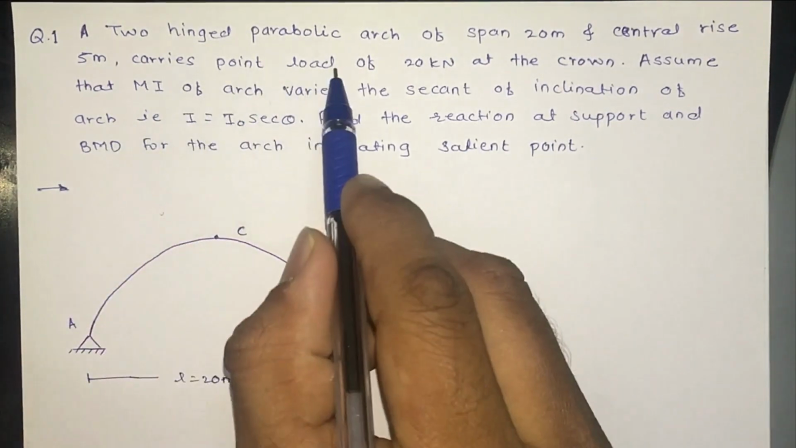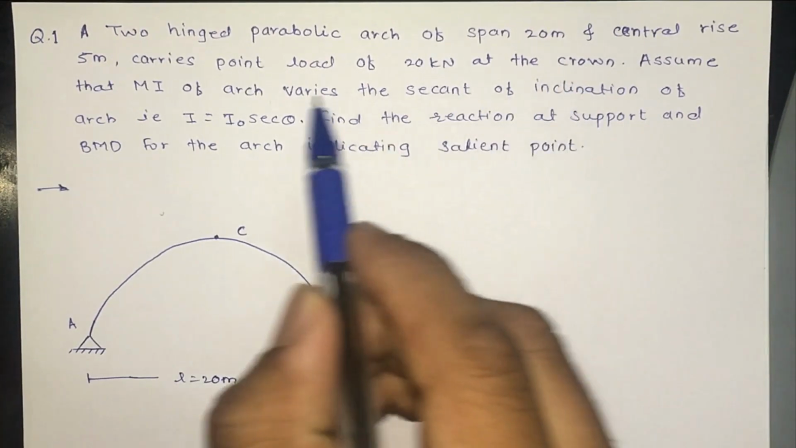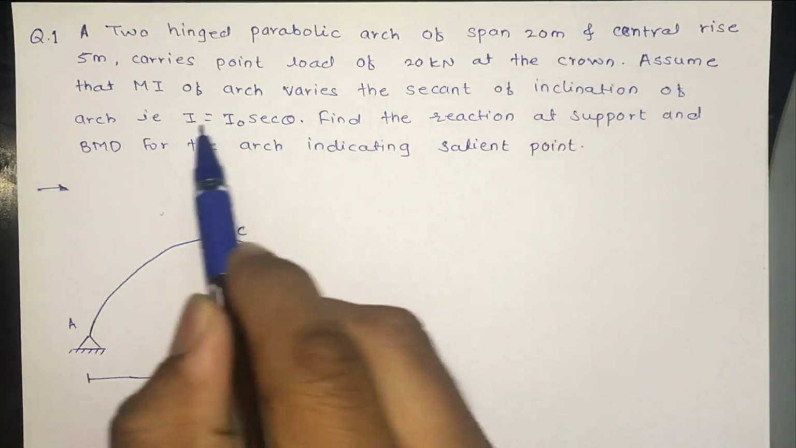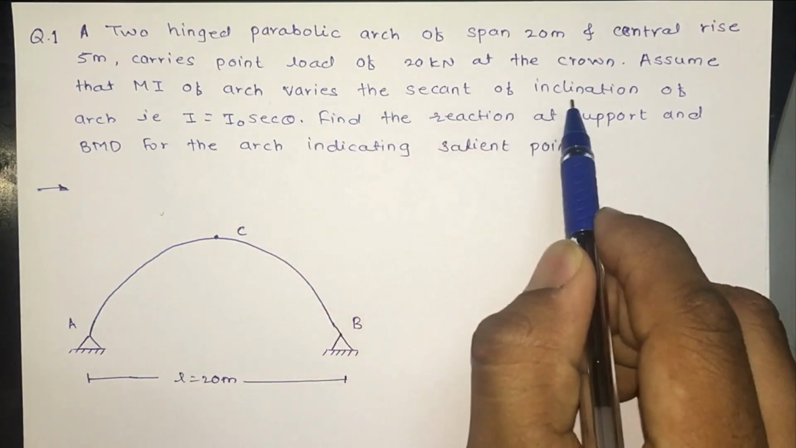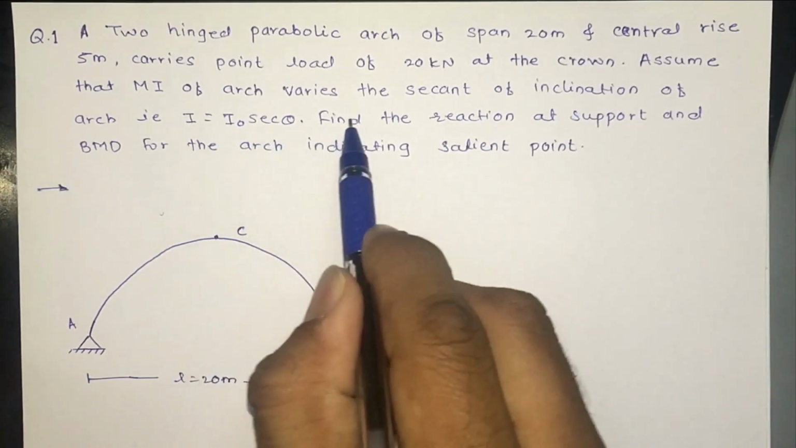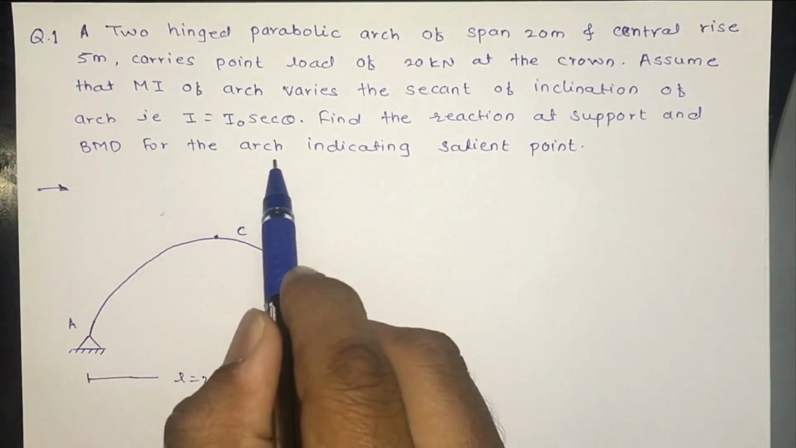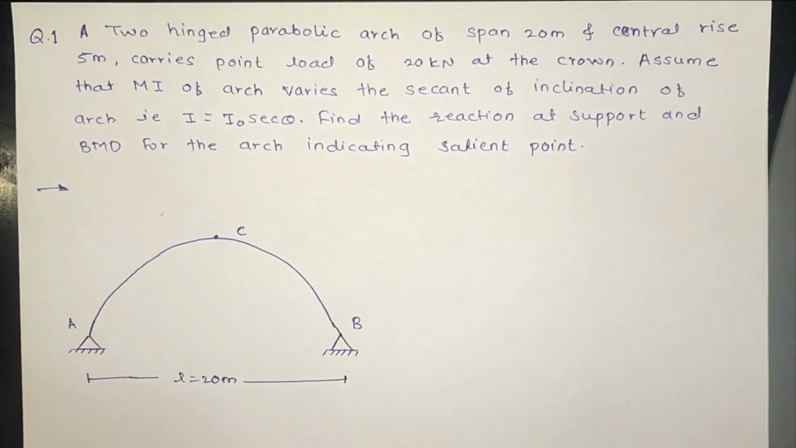A two hinged parabolic arch of span 20 meter and central rise 5 meter carries a point load of 20 kN at the crown. Assume that moment of inertia of arch varies as the secant of inclination of arch, that is I is equal to I0 sec theta. Find the reaction at the support and bending moment for the arch indicating silent points. So this is our problem.